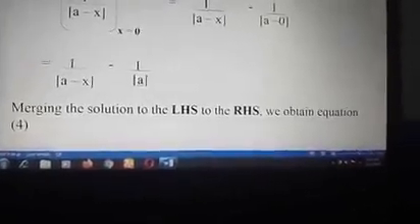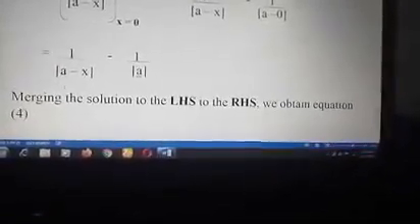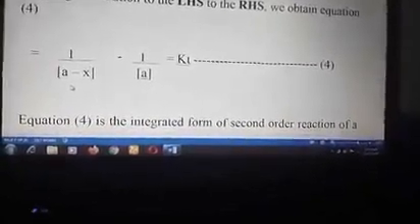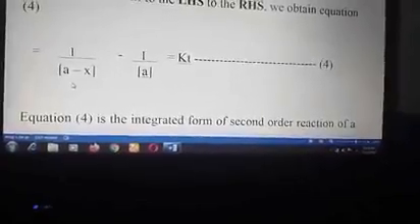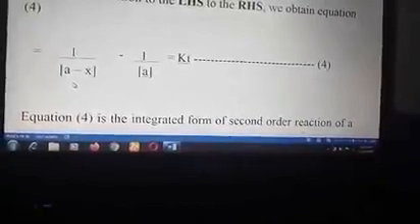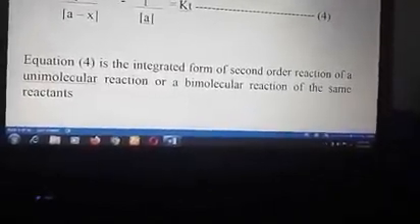We now merge the left-hand side and the right-hand side. Remember the right-hand side we got as kt. So merge them together. We now have 1 over (a − s) minus 1 over a equals kt. So this equation 4 represents the integrated form of a second-order reaction, that is, for a unimolecular reaction or a bimolecular reaction that involves similar reactant. So equation 4 is the integrated form of a second-order reaction of the same reactant. So that is it.